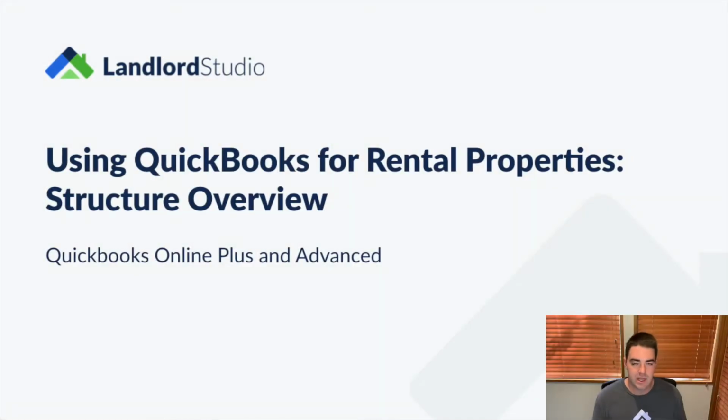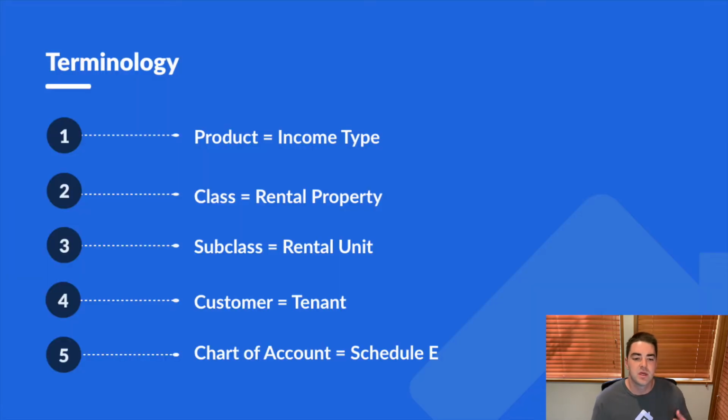Now let's take a look at how you set up QuickBooks for rental properties. Because QuickBooks is designed as a general business accounting tool, the terminology is slightly different compared to rental real estate. So here's what you're going to need to remember. Products equals the income type for a specific property. The class equals properties. The subclass is a unit. The customer is a tenant. And then the chart of accounts are set up according to the Schedule E categories.